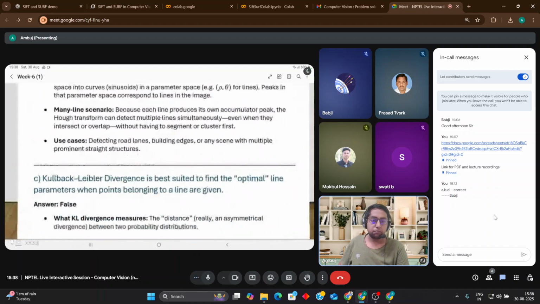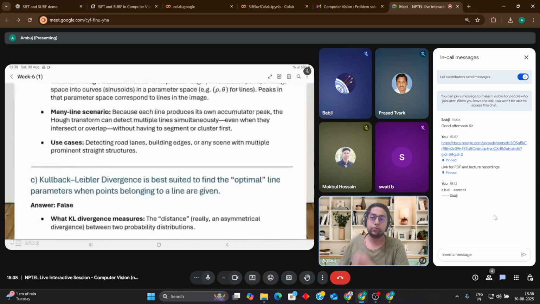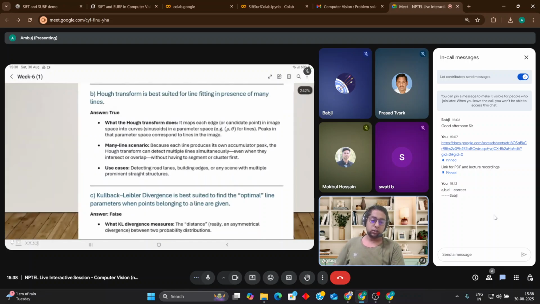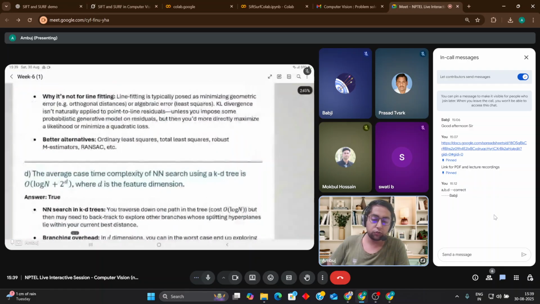Next is part C. Kullback-Leibler divergence is best suited to find the optimal line parameters when points belonging to a line are given. This statement is false because KL divergence measures the distance between two probability distributions. It is not for line fitting.